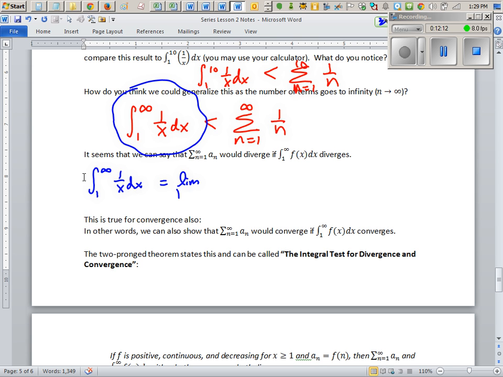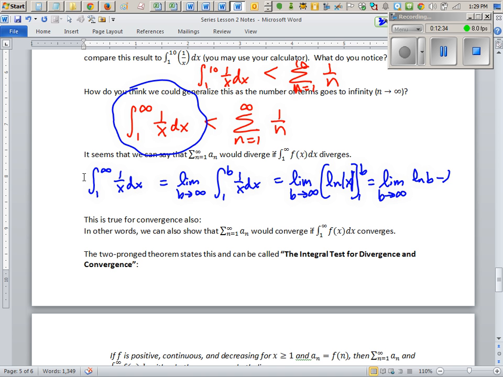This is an improper integral, so you'd write limit as b goes to infinity, 1 to b, which in turn is limit as b goes to infinity, ln absolute value x from 1 to b. And here it is, limit as b goes to infinity, ln b minus ln 1. ln 1 is just 0, of course.